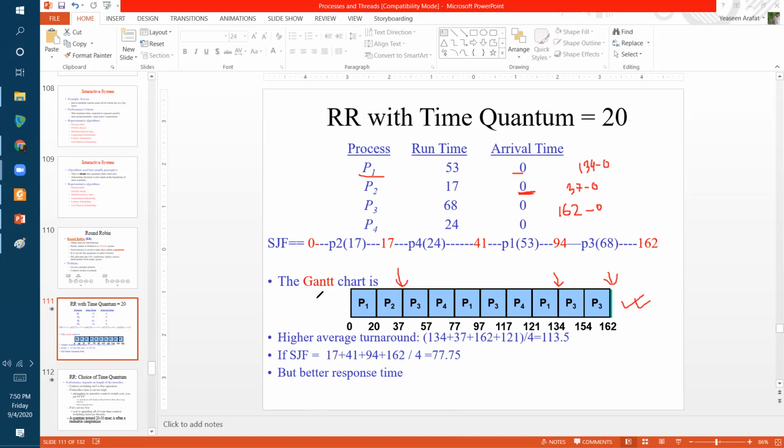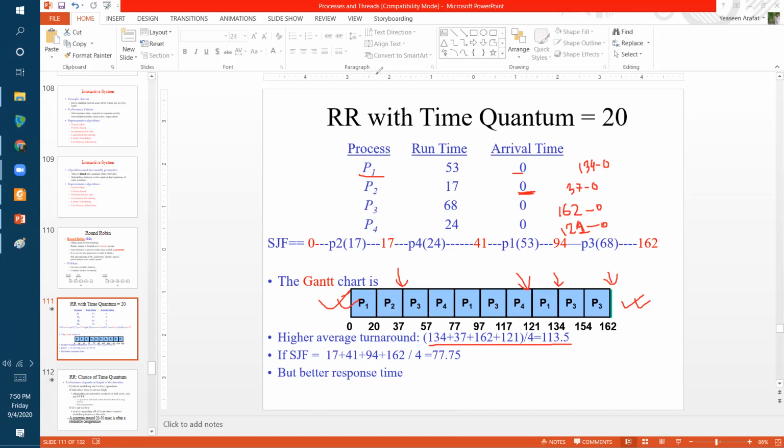For P4, we are finding turnaround times for round robin this time. P4 ends at 121. So the turnaround time in the round robin algorithm for P4 is 121 minus 0. So the average turnaround time is 113.5.